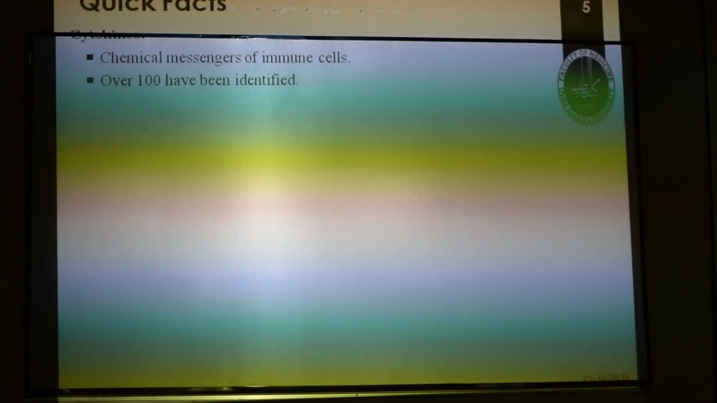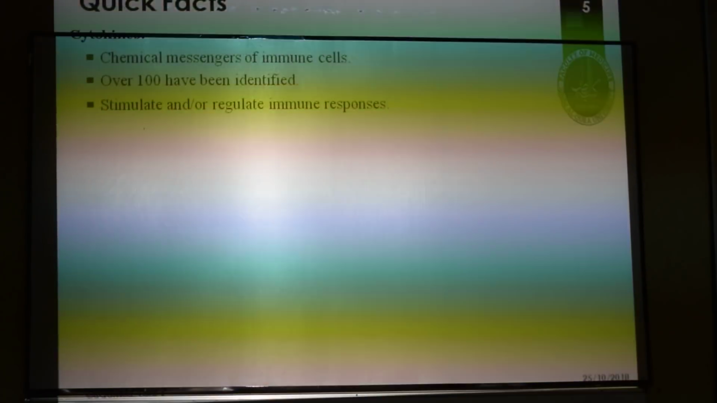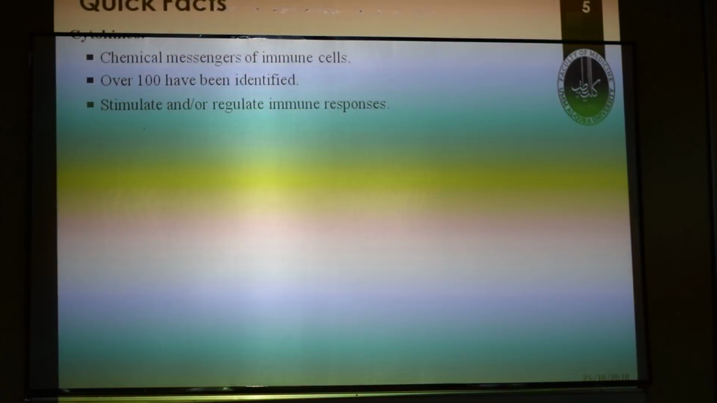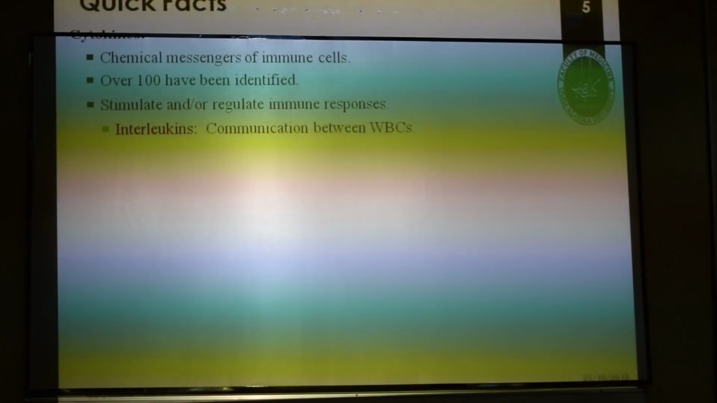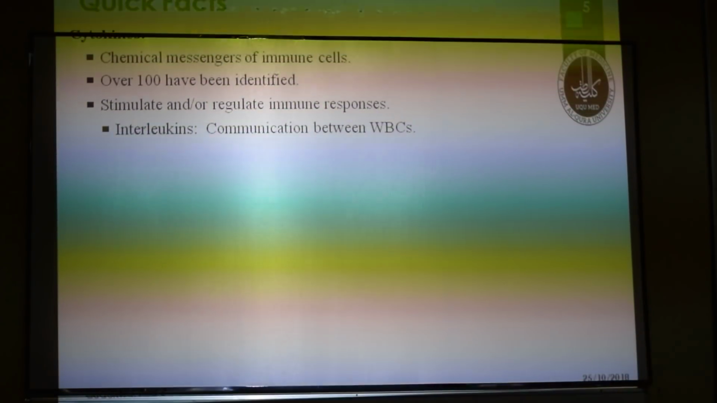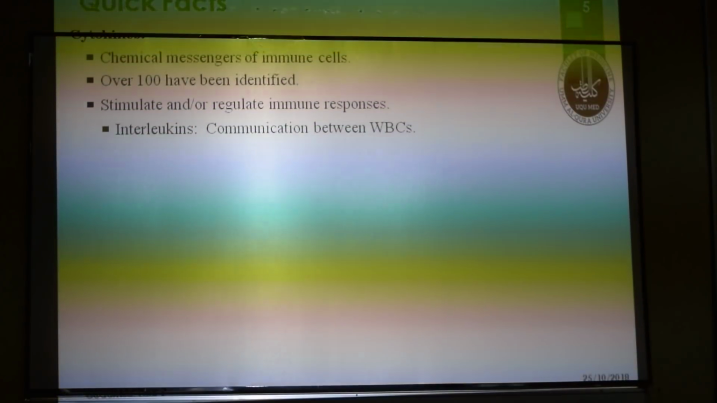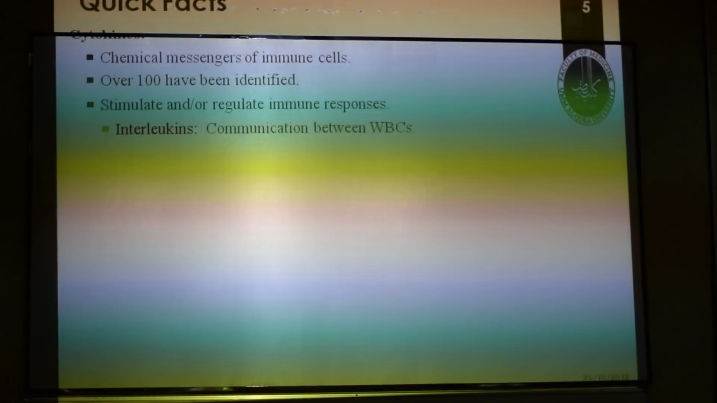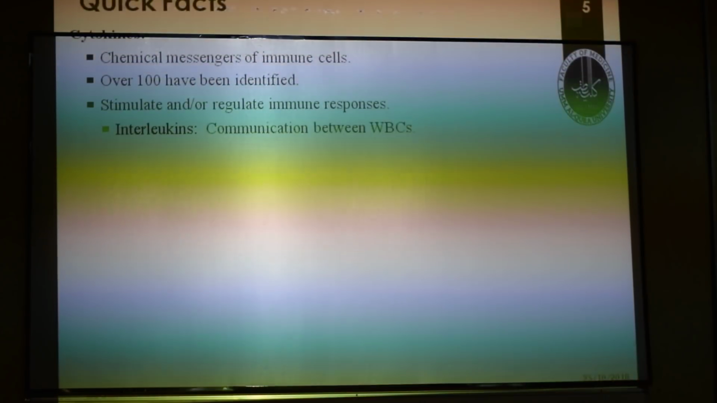Hundreds of them have been identified so far, and they will either stimulate or regulate the function of other immune cells. Then the big heading is cytokine, but what are the other names for this? Another name is interleukin. Inter means between, leukin means white blood cells. So they help in talking between the white blood cells.